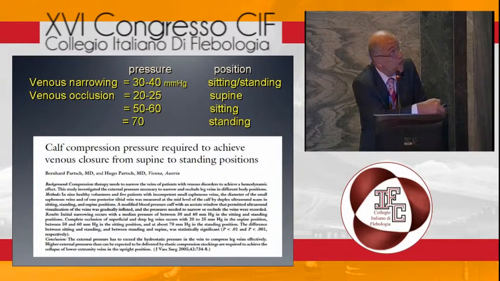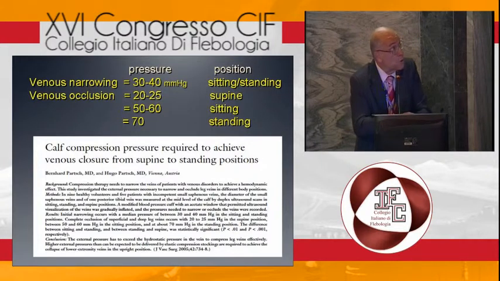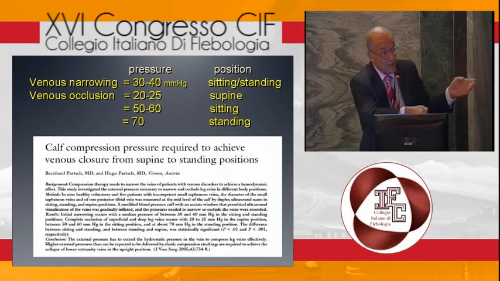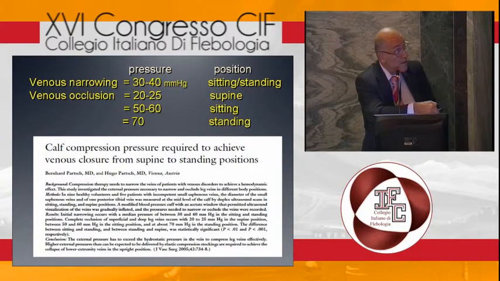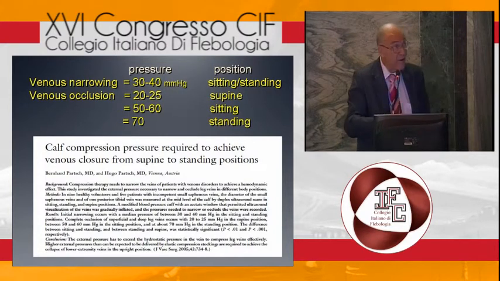To achieve a venous occlusion, it's different, of course, according to the position. In supine, you need something like 20 to 25 to achieve a complete occlusion of the vein, complete flattening. In sitting, it's a little bit more, that is 50. And in standing, it's more, it's something like 70, as Hugo showed you. And if you want to achieve a narrowing of the deep veins, it's beginning at 60, but if you want to completely flatten and close the vein, it's something like 90. So it's a very, very high pressure.